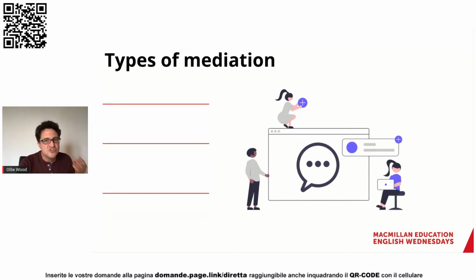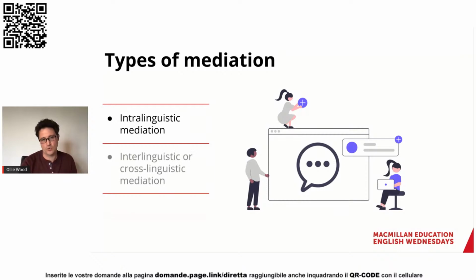This is called intralinguistic mediation, so in the same language. Now, in the other example, where I went with an agency to the police station in Egypt, the authorities gave the information in Arabic, and the agency relayed the information to me in English. This is interlinguistic or cross-linguistic mediation, where you have different languages being used.